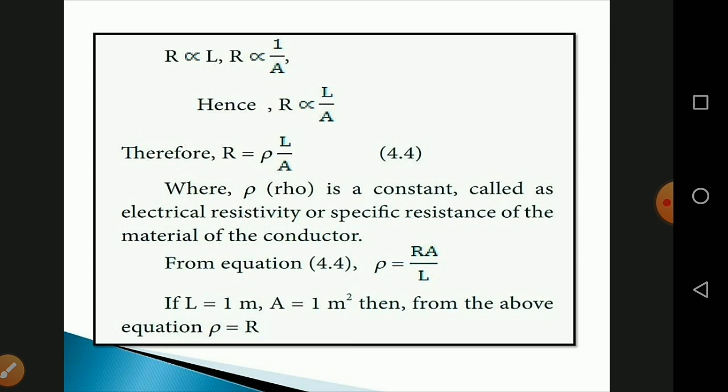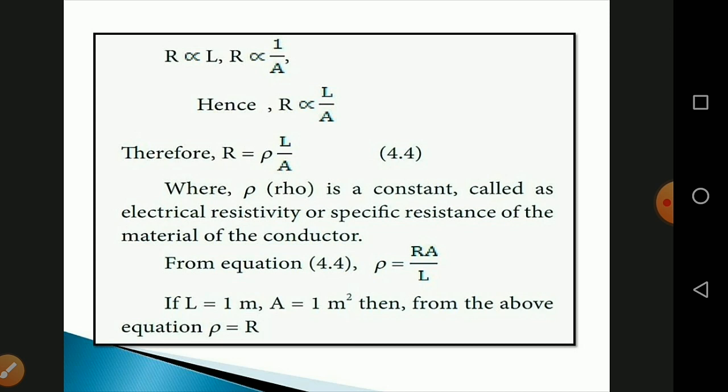Therefore R is equal to rho L divided by A, where rho is a constant. Rho is a Greek letter, and the specific resistivity is represented by this Greek letter rho. Here rho is a constant called the electrical resistivity or specific resistance of the material of the conductor. So from the equation, rho is equal to R A by L.